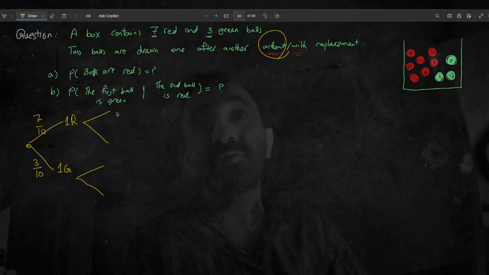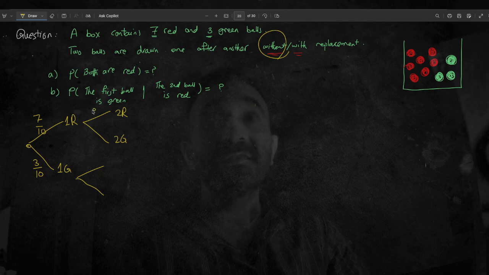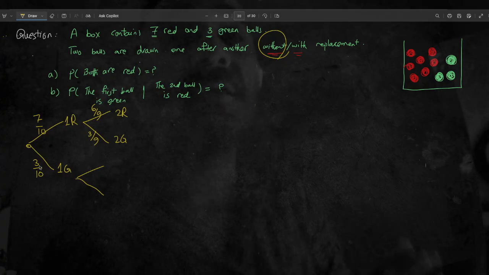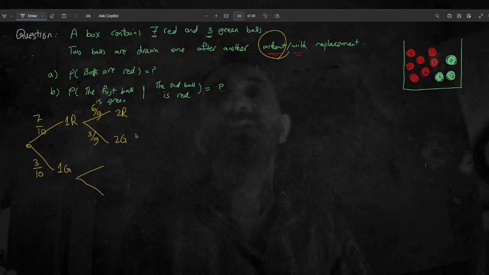Now, let's talk about the case that the first ball is red. If the first ball is red, what is the probability that the second ball is going to be red? So remember, we are doing this experiment without replacement. So now I have only 6 balls left out of 9 balls. And what is the probability that the second ball is going to be green? 3 balls out of 9, because, okay, the first ball is red, but I still have 3 green balls out of the total number, which is 9.